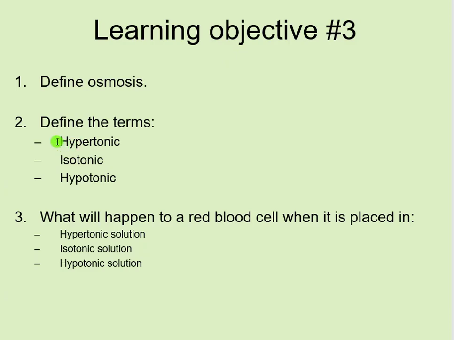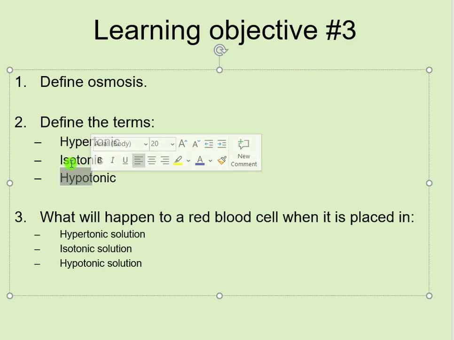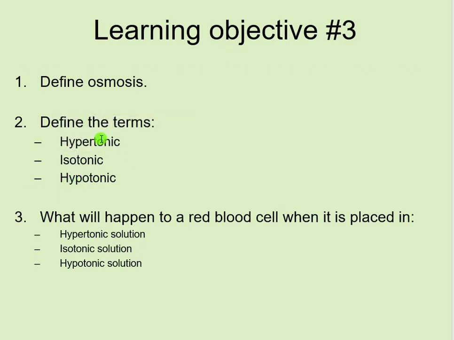So, for example, hypertension you've heard of, which is high blood pressure. Well, there's something called hypotension, which is low blood pressure. So hyper is a prefix meaning higher than or greater than. Iso means same, and hypo means less than. So that's what the terms mean. Then you have to know what tonicity means.